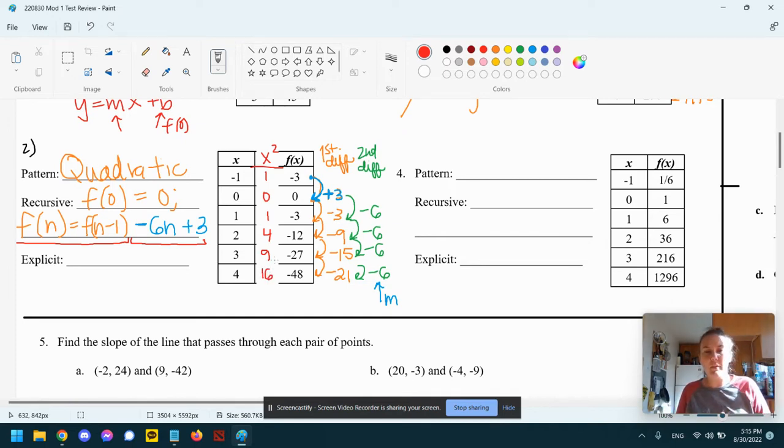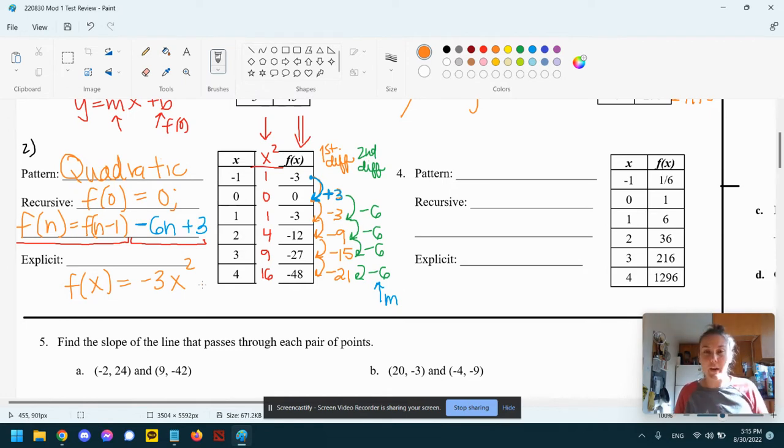I look at my red column of x squared here. And I say, what do I do to this column in order to end up at the column that I actually want? It looks like I'm multiplying by -3, right? 1 times -3 is -3. 0 times -3 is 0. 9 times -3 is -27. So once I find a rule that works, I'll make that my explicit equation. So f of x equals -3x squared.